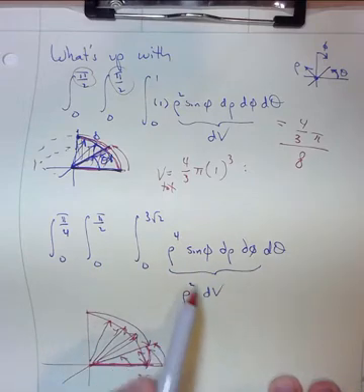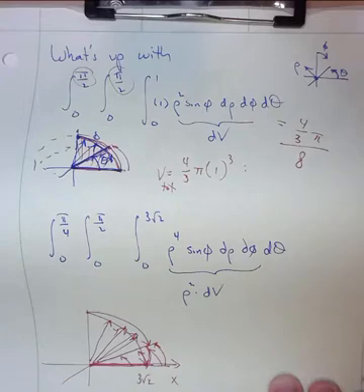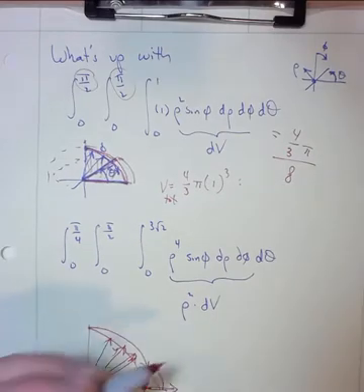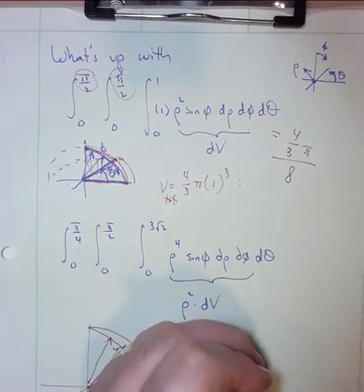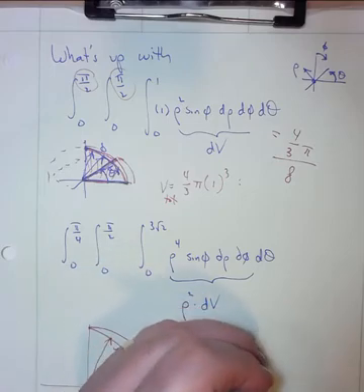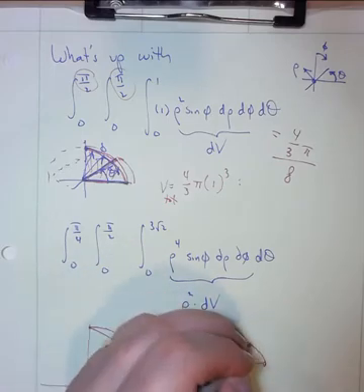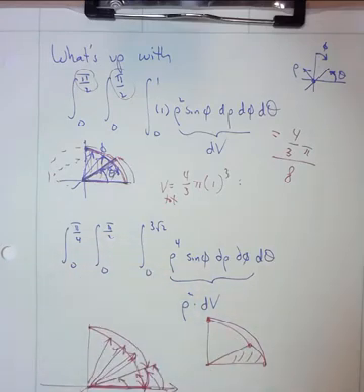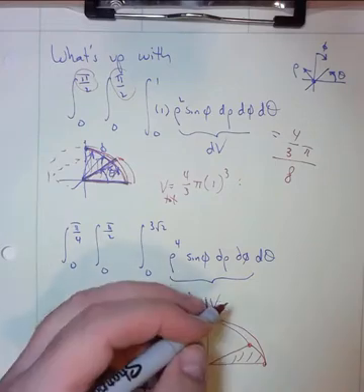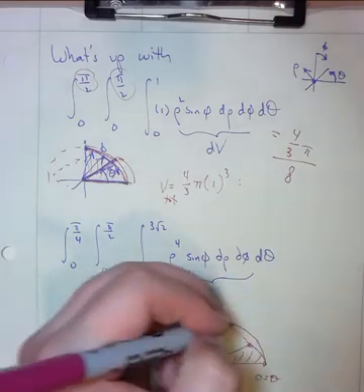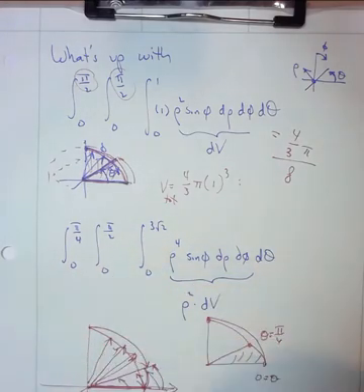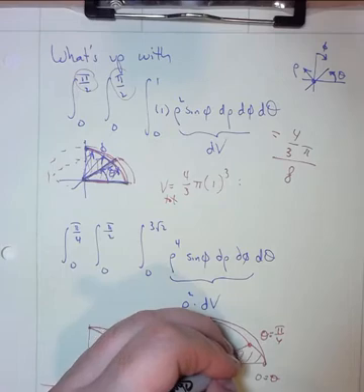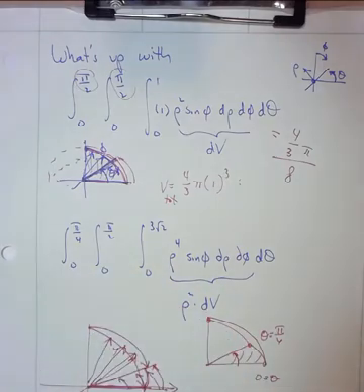This is not calculating the volume of that slice because we're integrating rho squared instead of 1. Let me see if I can draw. I'll try to draw. So something that looks like that, maybe, where this is 0 for theta, this is theta is pi over 4. So it's just a tiny little wedge, 1/8 of the way around in the xy plane.